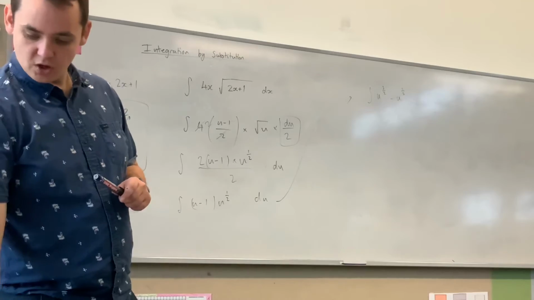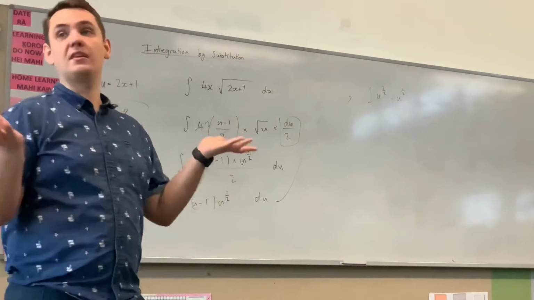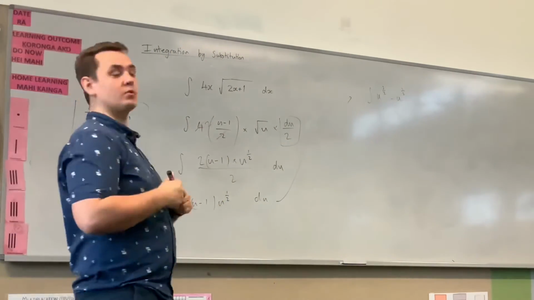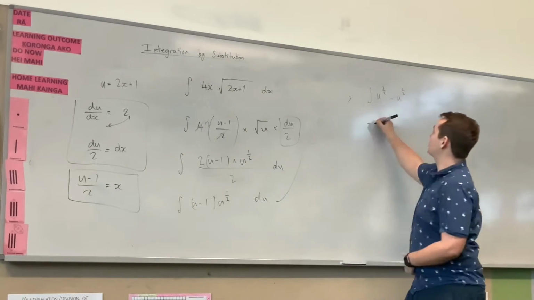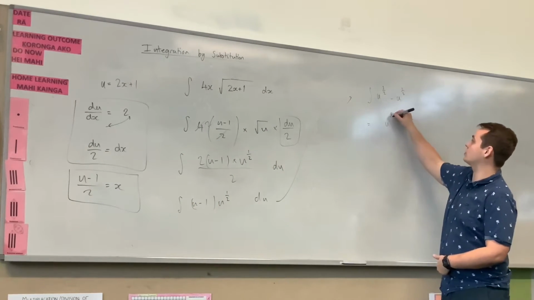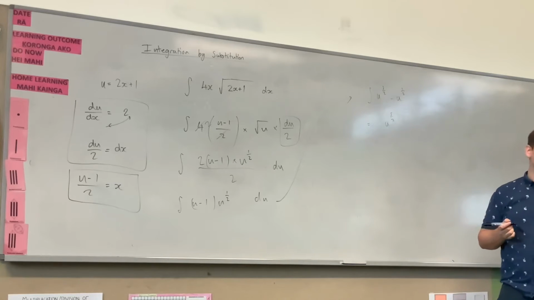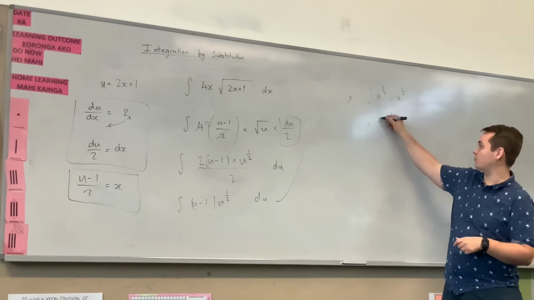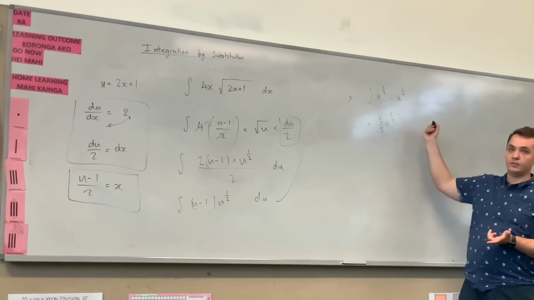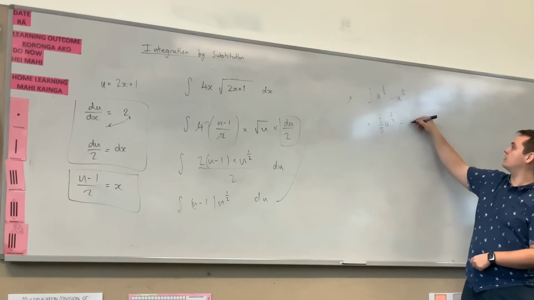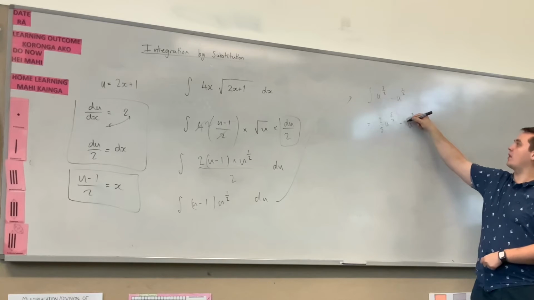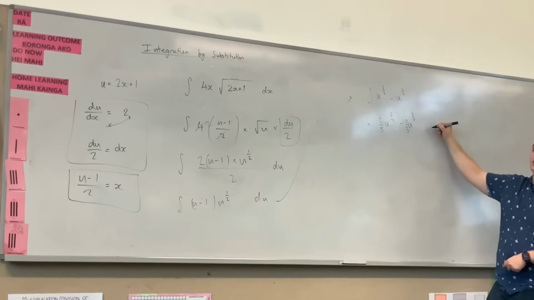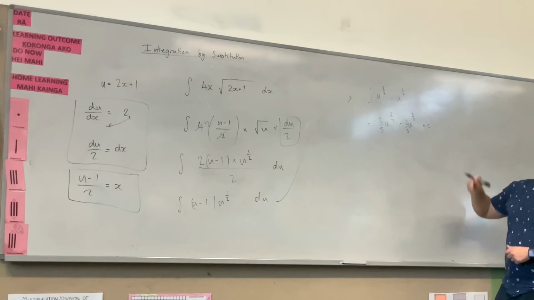Okay, so at that point, easy integration. We should be able to integrate this. Add 1 to the power, divide by the power. So this becomes u to the power 5 over 2, divided by 5 over 2, which becomes times by 2 over 5. Minus u to the power 3 over 2, divided by that becomes 2/3, plus c.